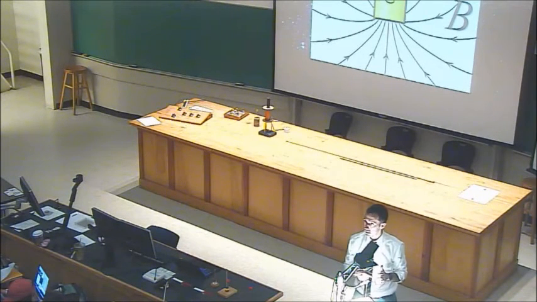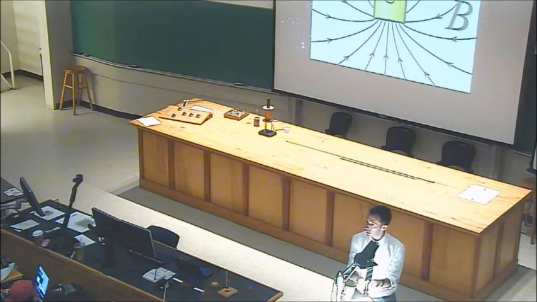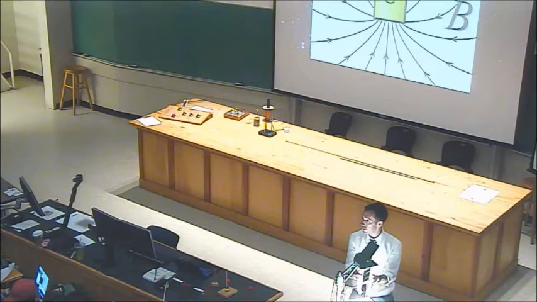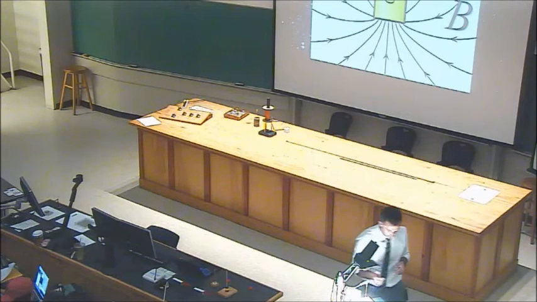Okay. So one way to make a magnetic field is to just run current through a wire. Every wire that you've ever played with that had current running through it was also creating a magnetic field.